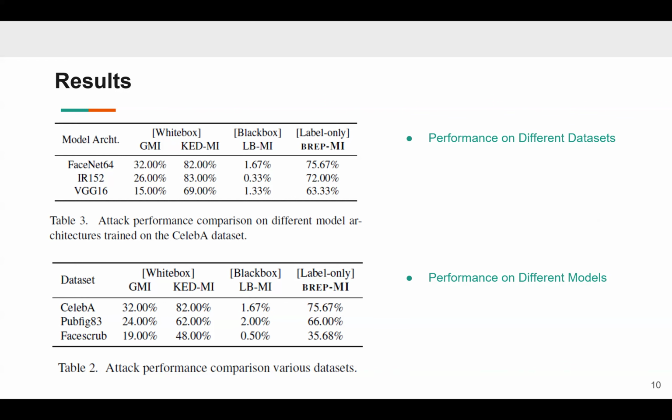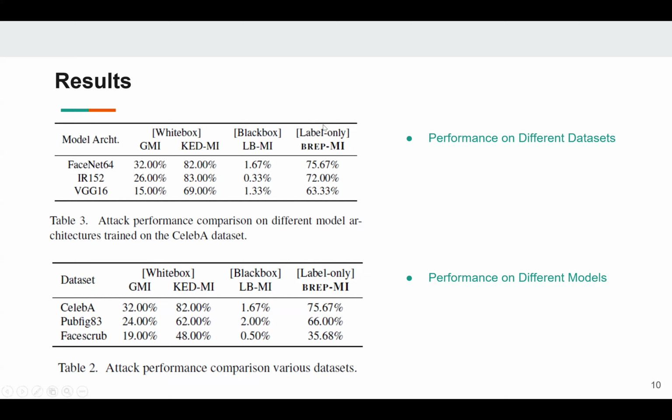Table 2 shows that their approach considerably outperforms both the white box GMI attack and the black box attack on different datasets. Furthermore, their method surpasses the state-of-the-art white box GMI attack on Bugfig 83 and achieves a close attack accuracy on the Celeb A dataset. On the other hand, it falls behind only 50% on the FaceScript dataset.